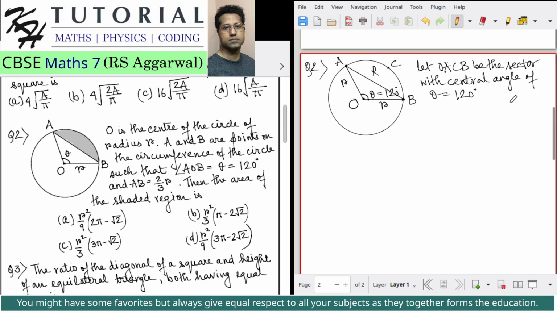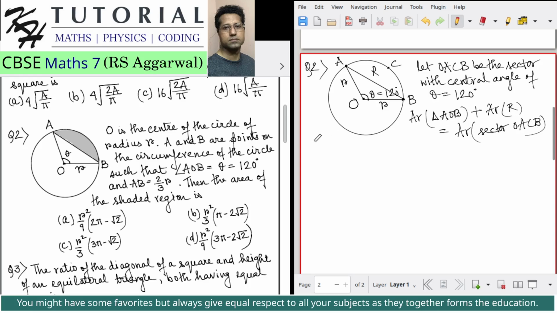Okay, now clearly we can see that area of the triangle AOB plus area of the shaded region, which we have named as R, is equal to area of the sector OACB. Now, to find the area of the shaded region R, we need to know the area of the triangle AOB and the area of the sector OACB, which we can find.